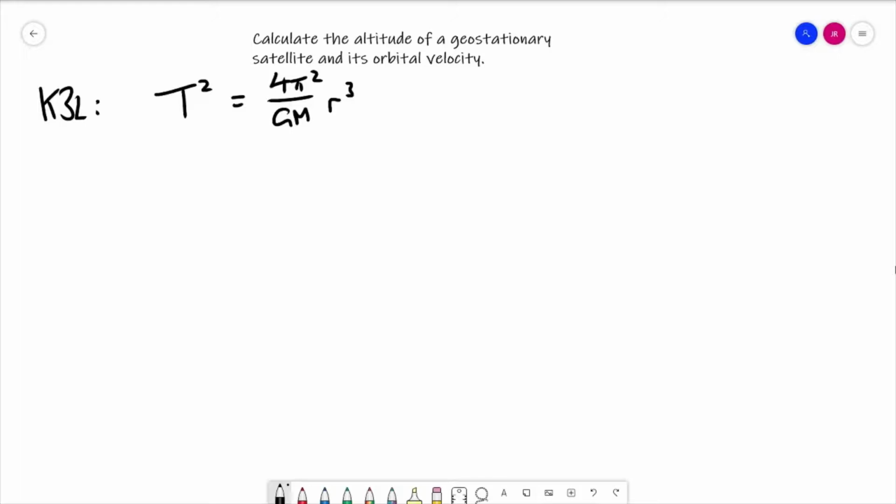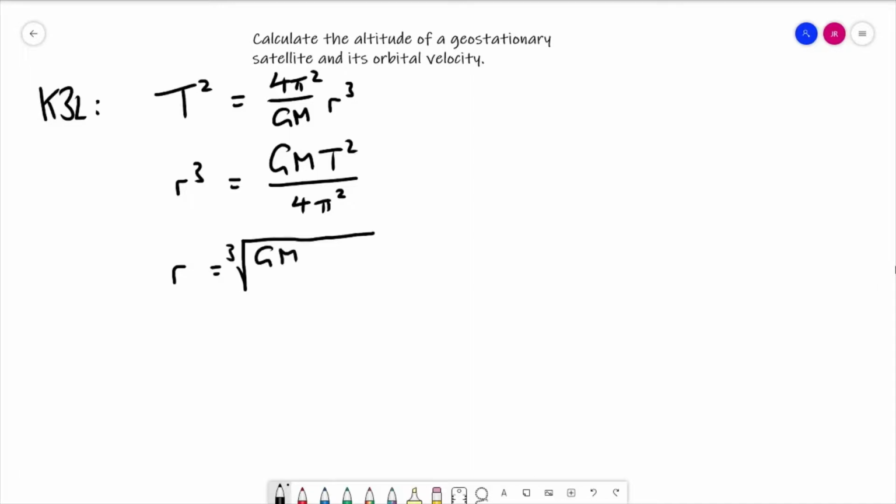Now, of course, if we rearrange this, we're looking for r cubed equals GM times T squared over 4π², or in other words, r will be the cube root of all of that.